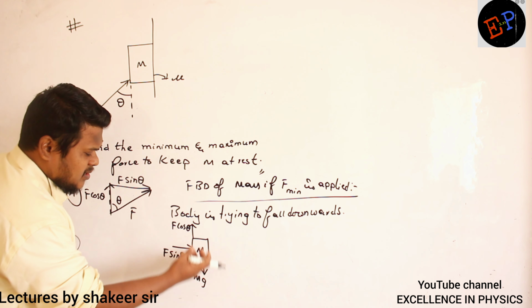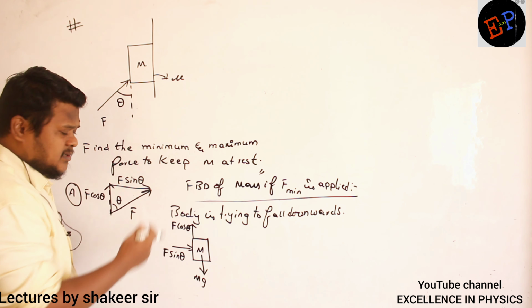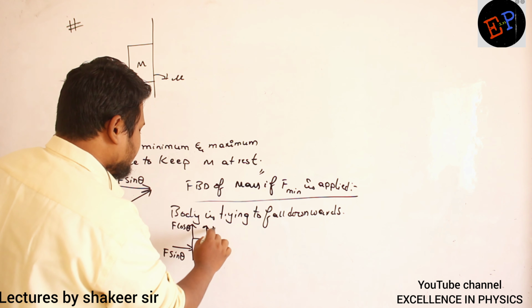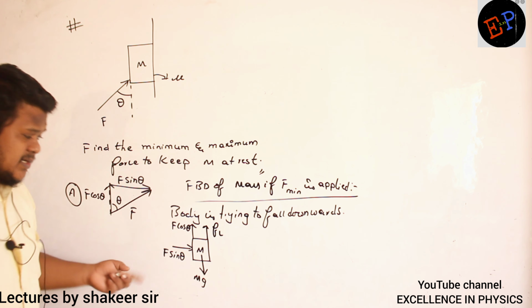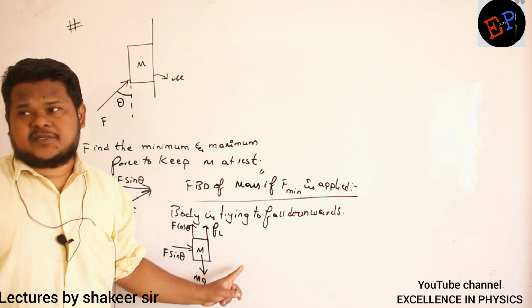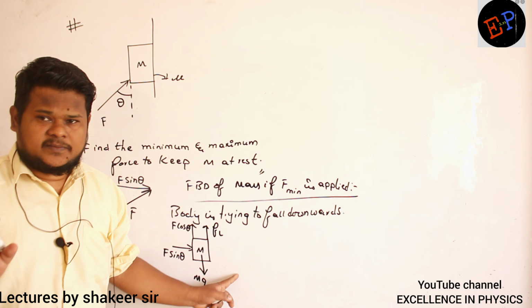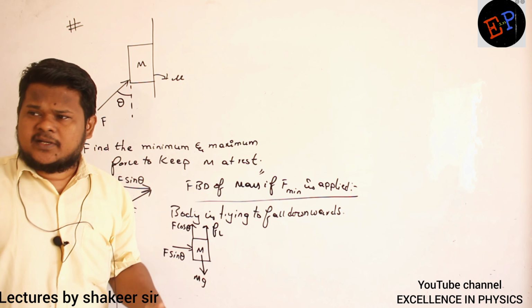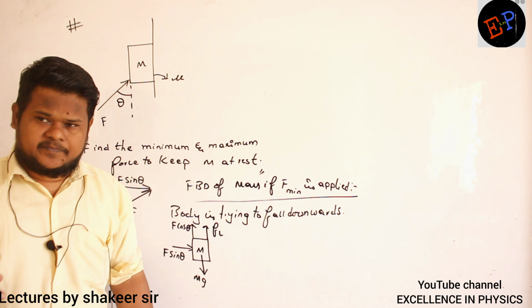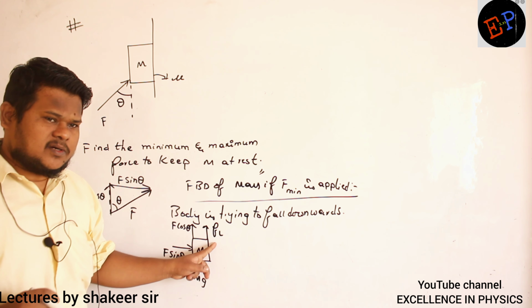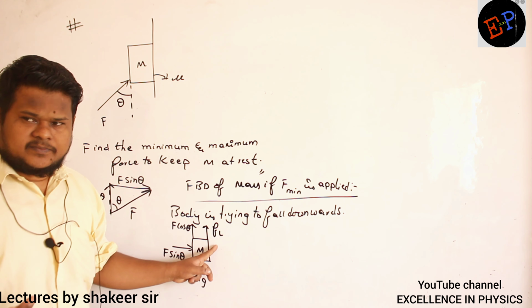When the body is trying to fall downwards, friction will start acting in the upwards direction. And friction should be maximum, so that it gives maximum support. Then only my applied force will be minimum. Friction gives maximum support, so the force I apply is minimum. And what is the maximum friction called? Limiting friction. Are you able to understand?